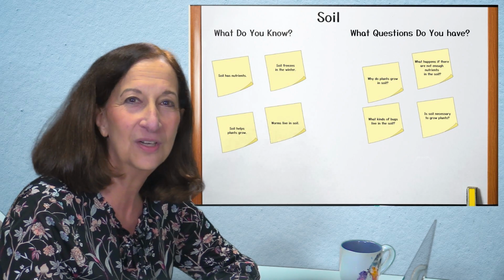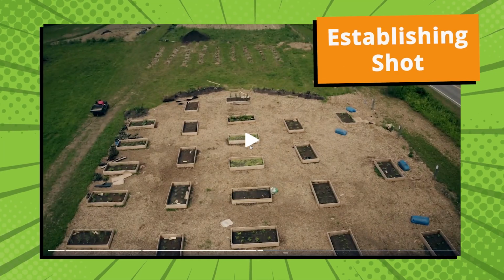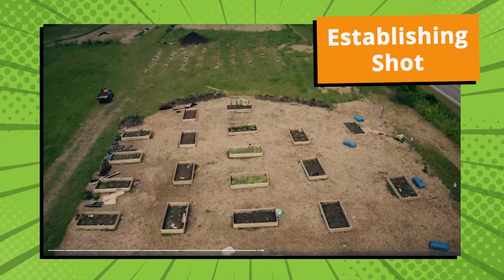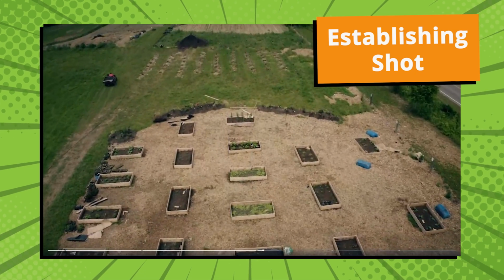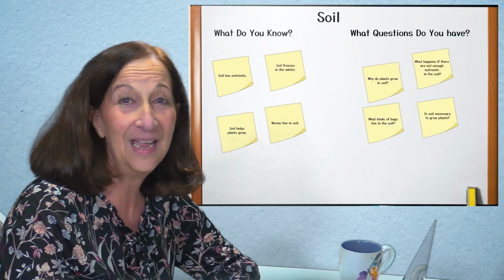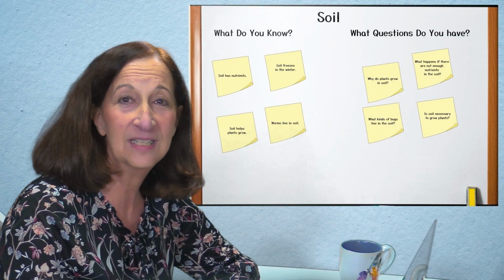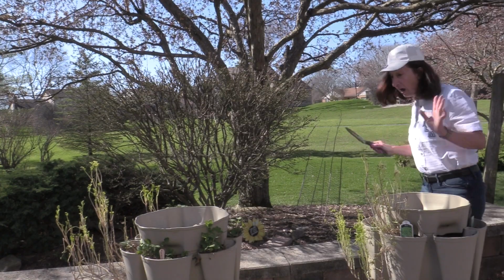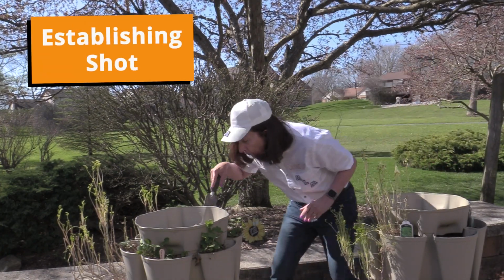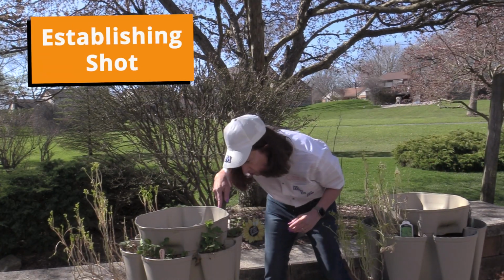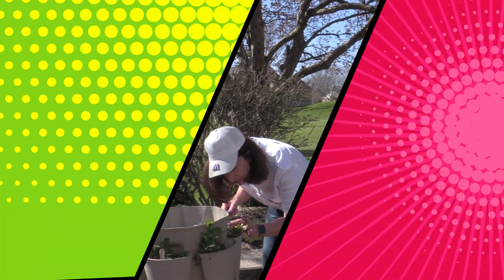Let's see how this video was created. This is an establishing shot at Willow Run Acres. This shot tells us the location or setting. I have an idea. Let's record some shots of Maddie in the garden. This shot is an establishing shot of Maddie. It sets the scene and tells us she is in her garden.